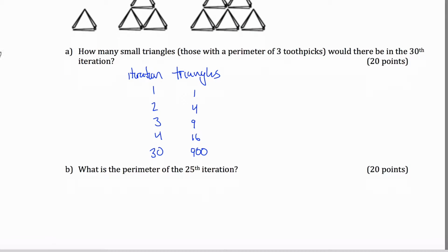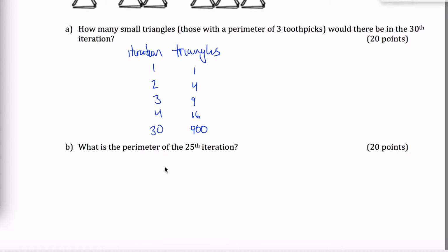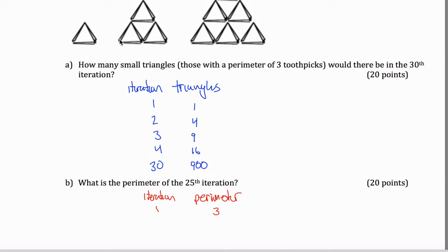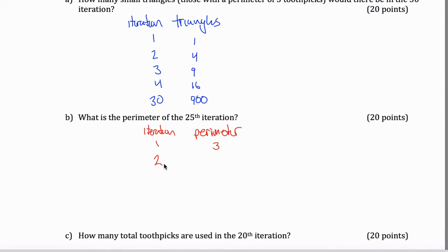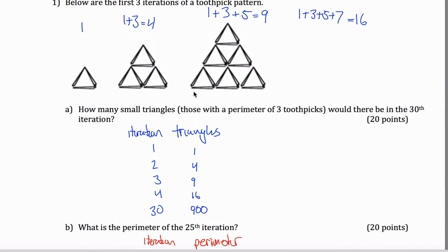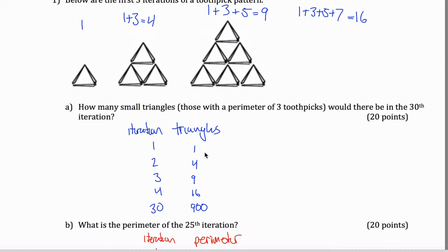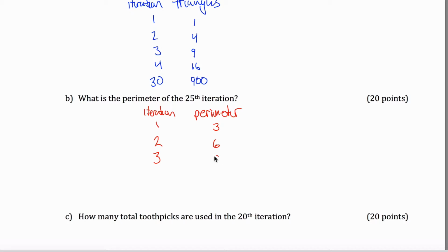What is the perimeter of the 25th iteration? Well, same idea. I guess I could do iteration and perimeter now. So perimeter, the distance around the outside here, would be 3 toothpicks. Here, each side is 2 toothpicks long. So 2 and 2 more and 2 more would be 2 times 3, in other words, 6. Here, each side is 3 long, so it would be 3 times 3, aka 9.